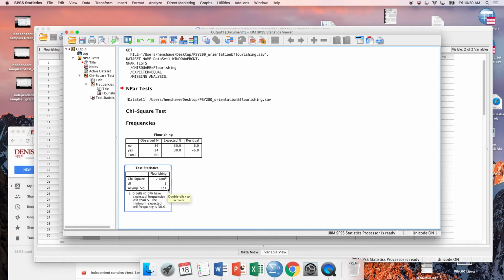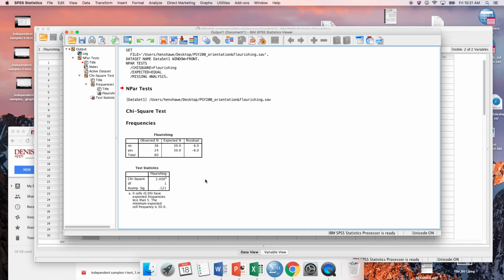So 0.12 is higher than 0.05, which means that we're outside of that region of rejection, which also means that when we look at yeses and nos for the flourishing question, we don't have enough evidence to reject the null hypothesis, meaning that we can't say that significantly more students are flourishing than not at Denison.